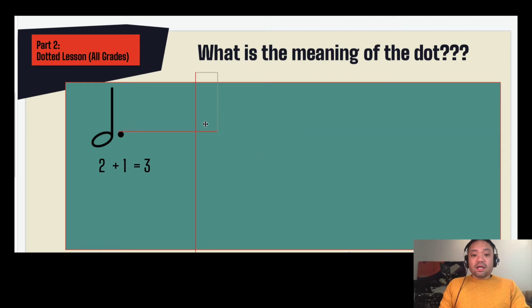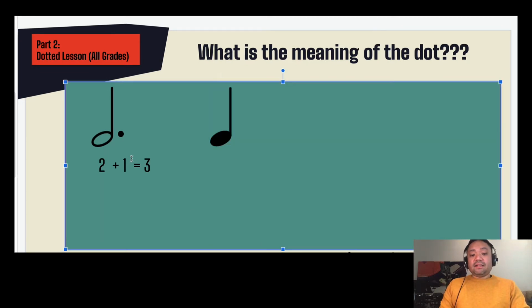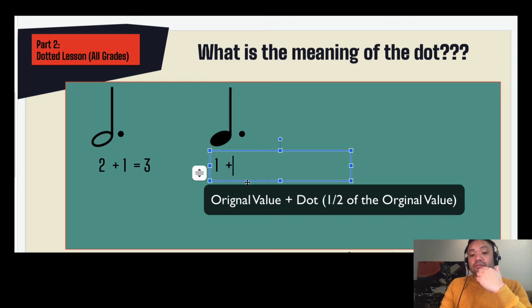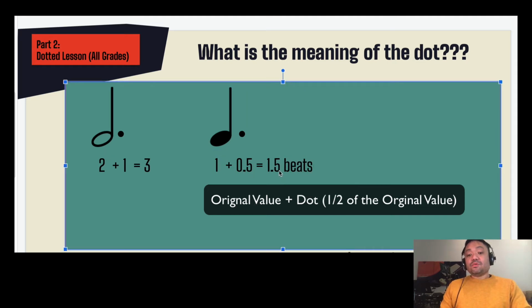Let's try it again with a quarter note. How many beats is a quarter note? 1 beat. Now we're going to add a dot to it. Let's take that original rule: take the original note, that's 1 beat, plus half of that value. What's half of the number 1? Exactly, it's 0.5. So 1 plus 0.5 equals 1.5 beats.